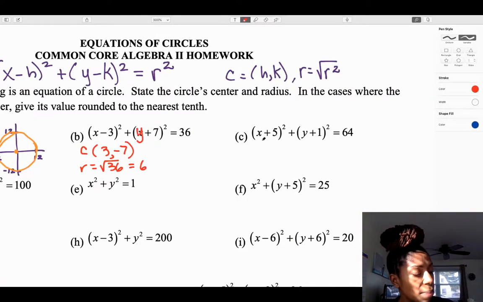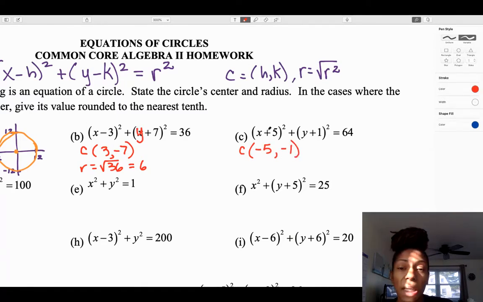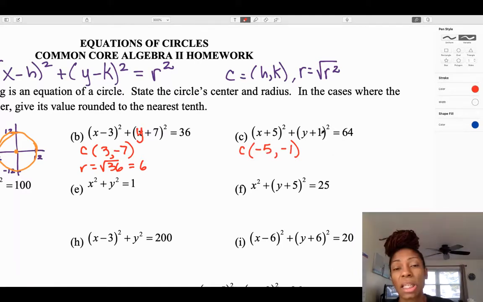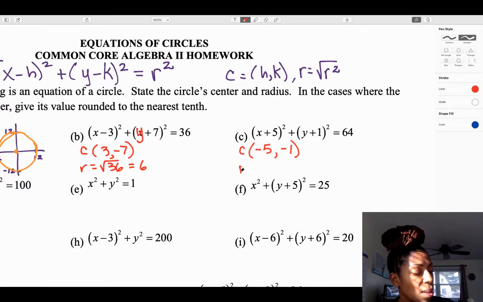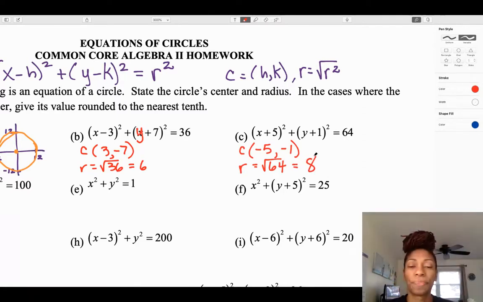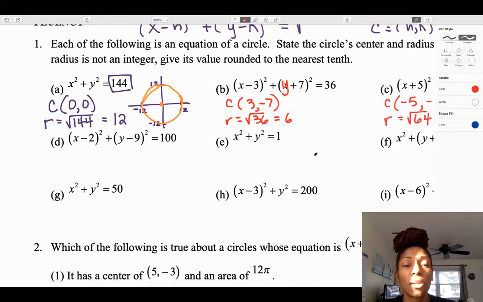Part C, the center is going to be (negative 5, negative 1). Because it says plus 5, I know the center is at negative 5, and the y is negative 1 since it says plus 1. And the radius is the square root of 64, which is 8. If you don't know your square roots, let's punch it in the calculator.